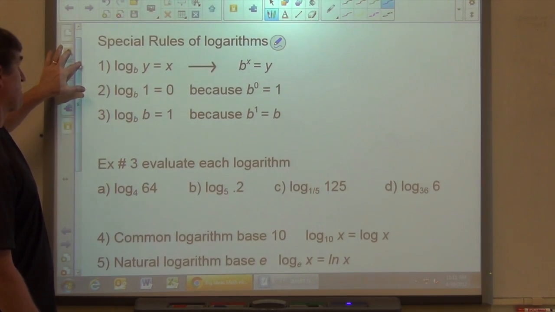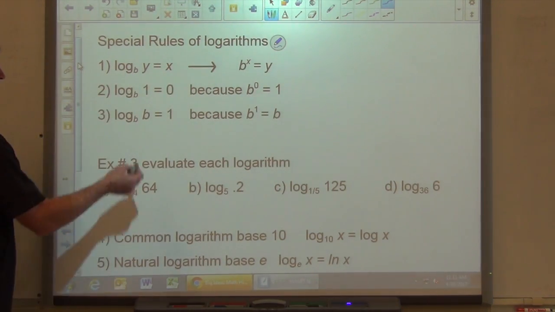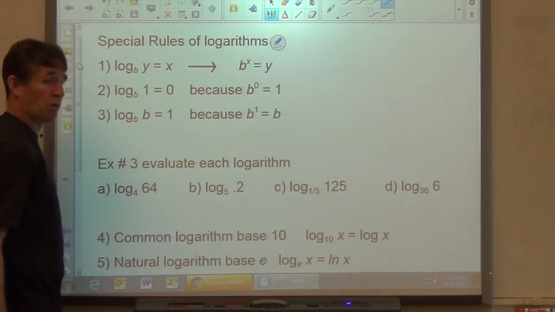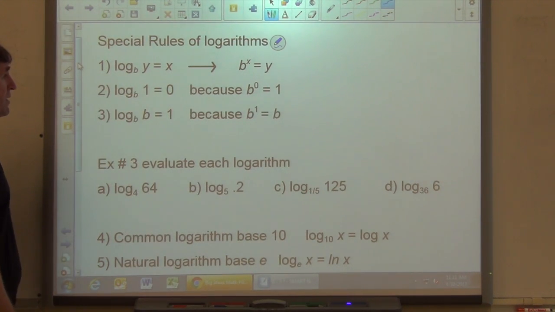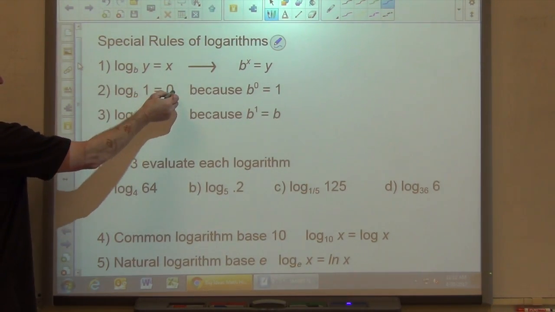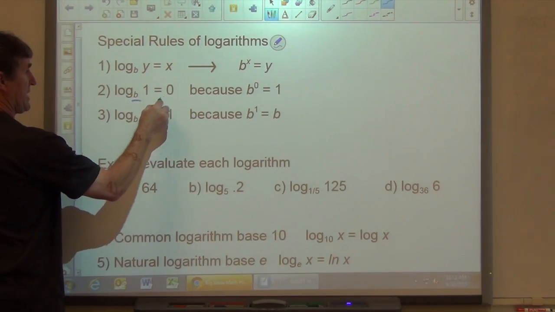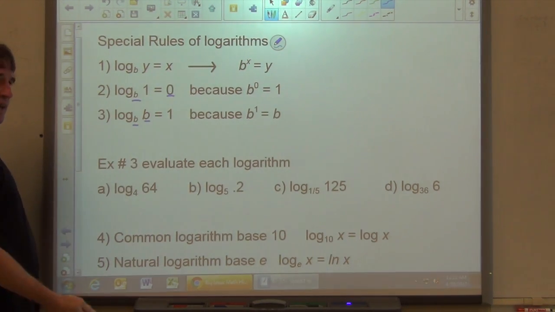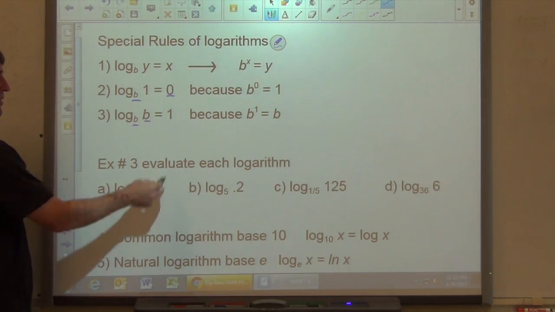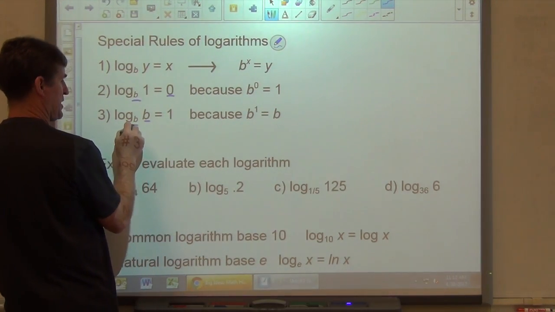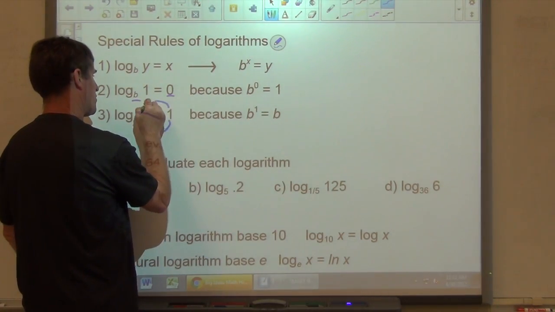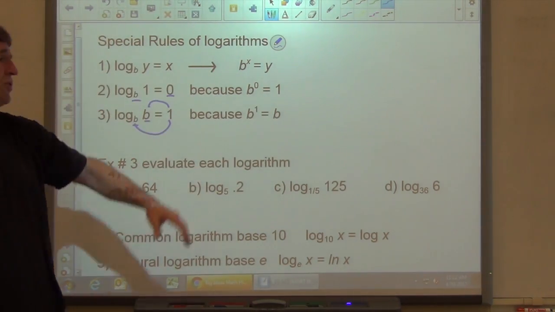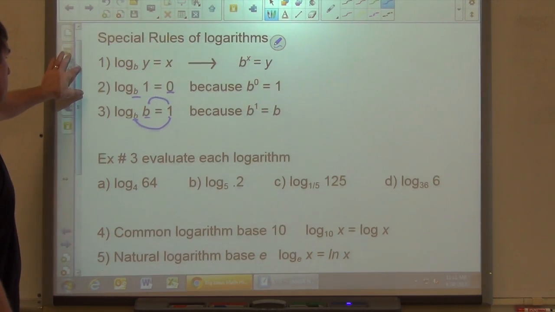So, we have some special rules of logarithms. Log base b of y equals x is b to the x equals y. That's the one we just went through, the conversion back and forth. Log b of 1 is always equal to 0, and the reason for that, remember, base, exponent, anything to the 0 power is 1. And log base b of b, if the base is the same as the number, is always 1, and the reason for that, again, if you think exponential, b to the first is equal to itself, so b to the 1 equals b. And so those are three rules that we can use when we're simplifying logarithms.